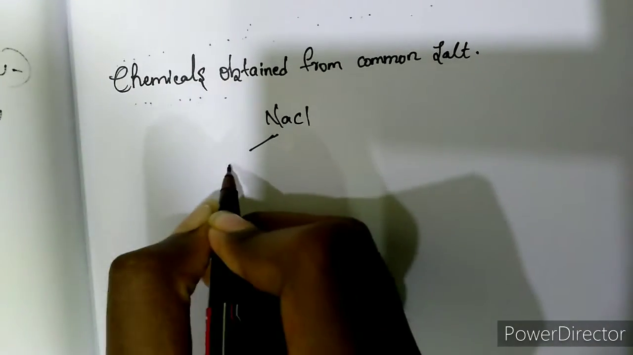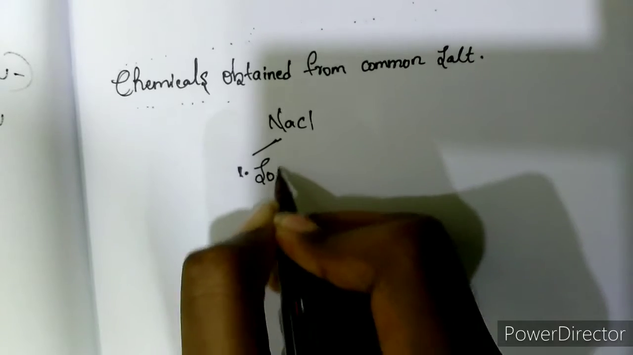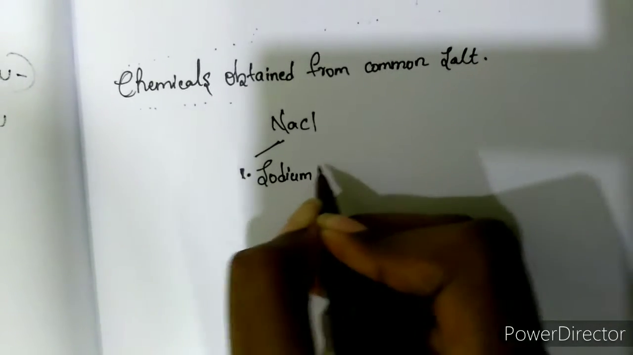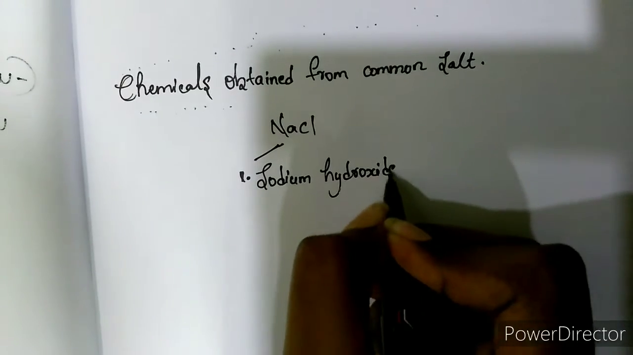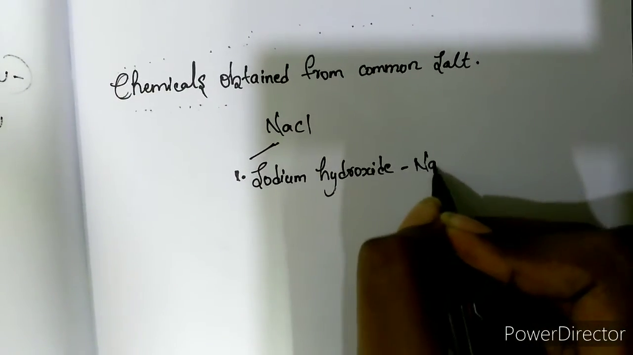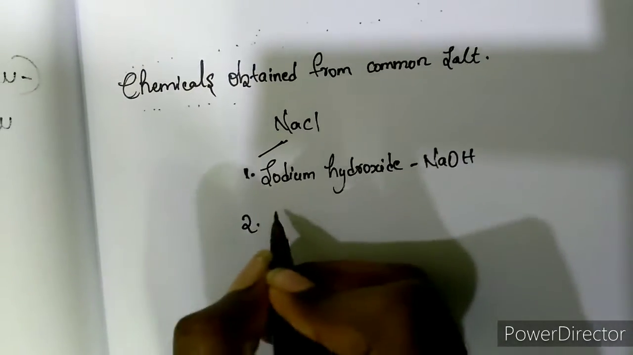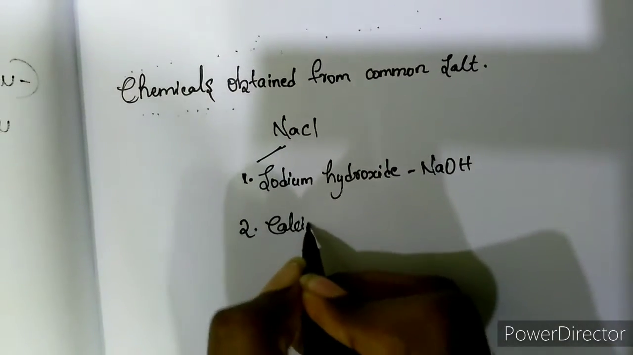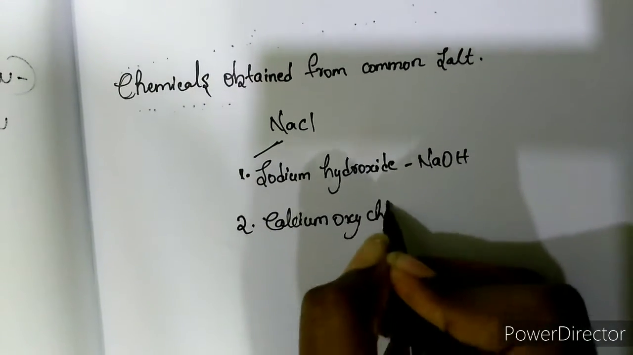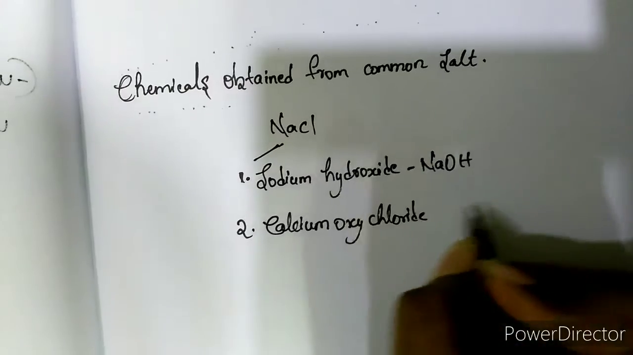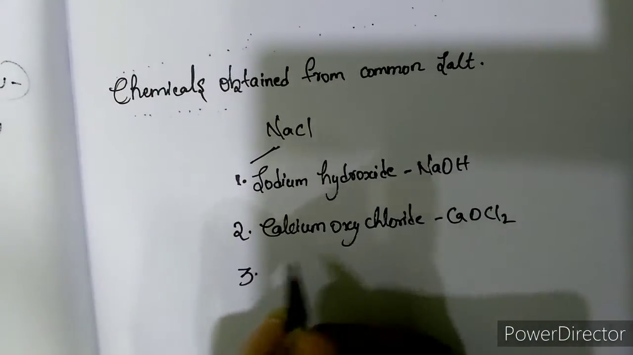They are: number 1, sodium hydroxide, NaOH; second one, calcium oxychloride, that is CaOCl2.